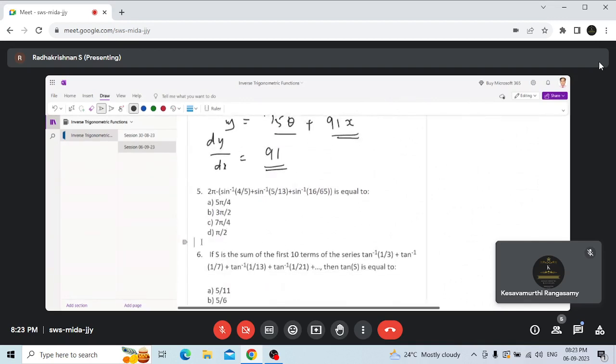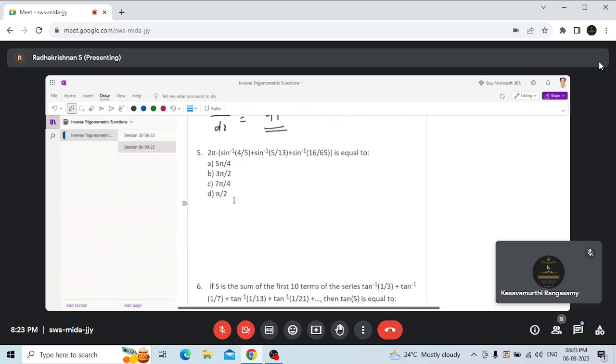Okay, let us do this problem. So this is, I think, very easy. You should be able to do it, because you have the formula for sin inverse x plus sin inverse y in terms of sin inverse of something. So we have that formula, right? If you don't remember the formula also, it is very easy to derive that formula then and there.